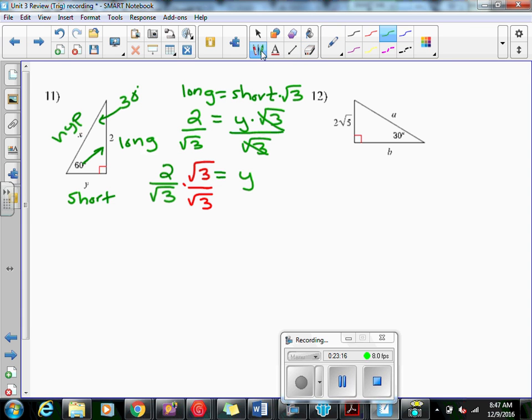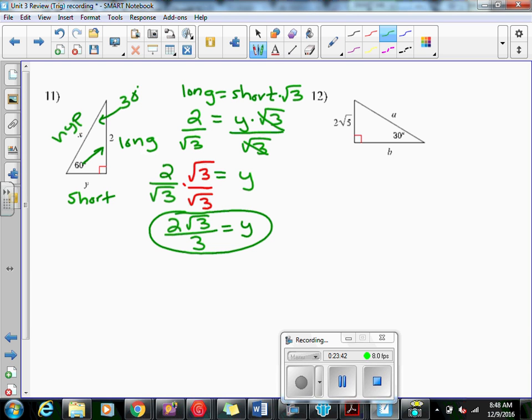All right, so now, what we're going to do is multiply straight across the top and straight across the bottom. On the top, you're going to have 2 times the square root of 3. And on the bottom, the square root of 3 times the square root of 3 is the square root of 9. But the square root of 9 is equal to 3. So we now know what the length of our short leg is. Y is the short leg, and the length is 2 times the square root of 3 over 3.